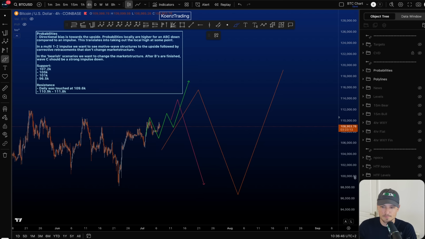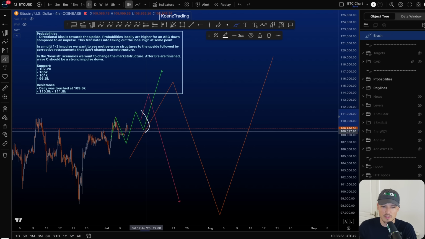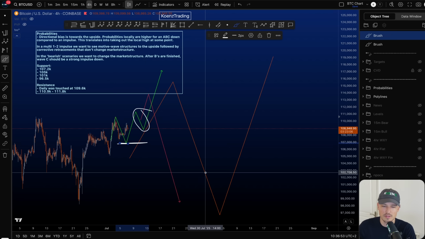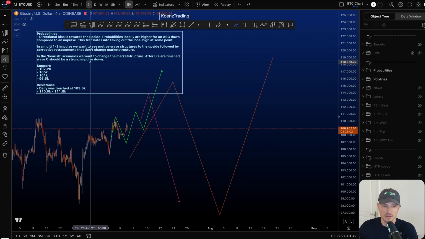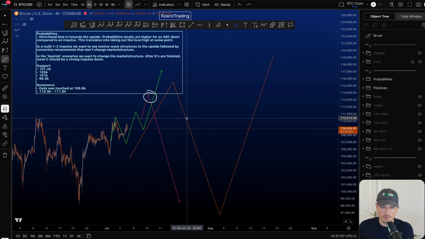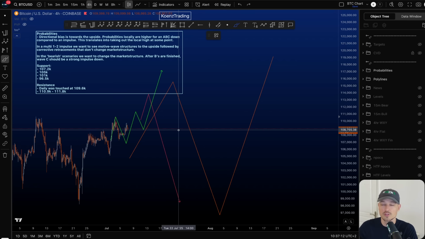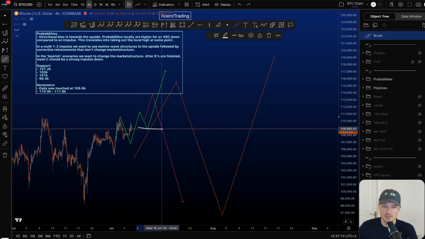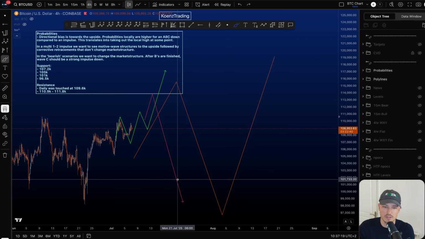Now also, if price moves towards the upside in a 5-wave structure, the next retracement should not take out the previous low, right? So that is something we have to keep in mind. In the bearish scenarios, we want to change the market structure. That's the biggest difference, right? After the Bs are finished in red or in orange, wave C could be a strong impulse to the downside, or should be a strong impulse to the downside where you do change the market structure, right? You're going to take out these lows, you're going to move to the downside and test some lower areas of support.